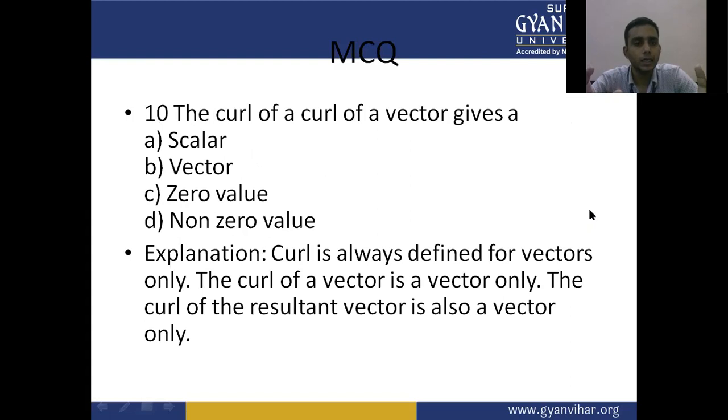Question number 10: the curl of a vector gives a scalar quantity, a vector quantity, zero value, or non-zero value. Curl is always defined for a vector. So the curl of a vector is a vector only. The curl of the resultant vector is also a vector only. So these are the 10 multiple choice questions on divergence, gradients, and curl.